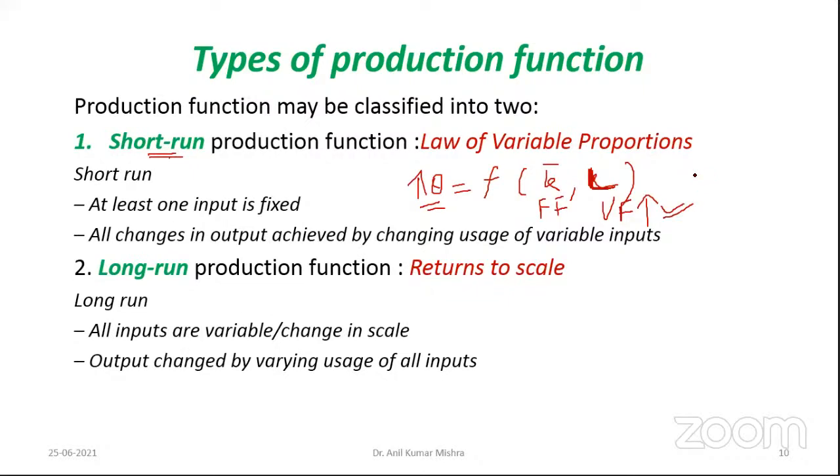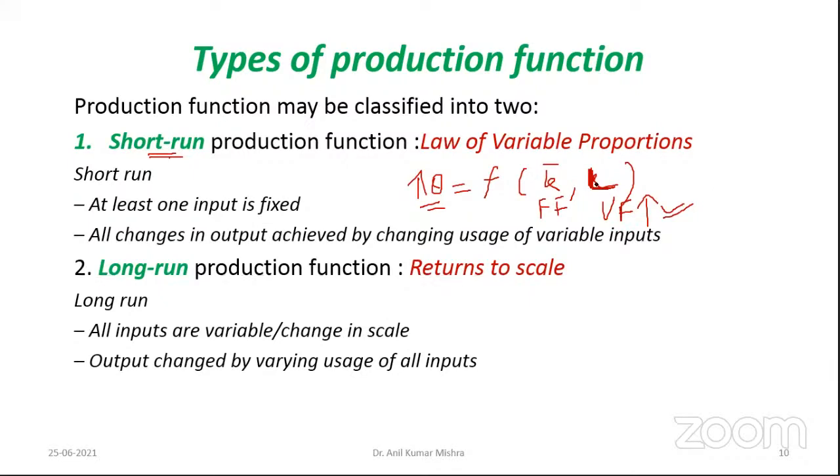So in certain cases, at least one input factor is fixed and we change all the other input factors. But for our simple explanation purpose, I take two input factors: capital and labor. Capital is treated as the fixed factor, labor is treated as the variable factor. To increase the output, we have to increase the variable factor. That is the concept of the law of variable proportion, or short run production function.